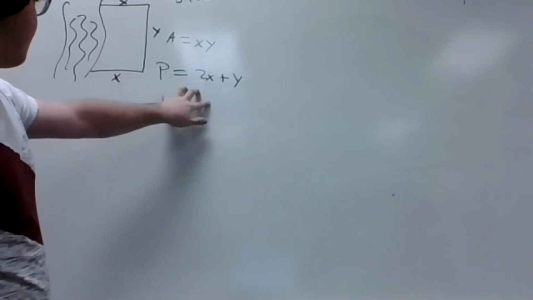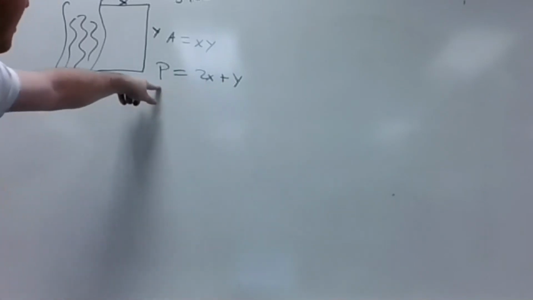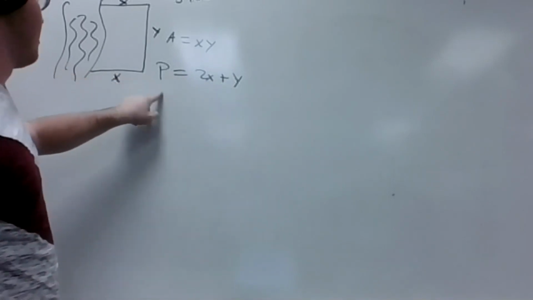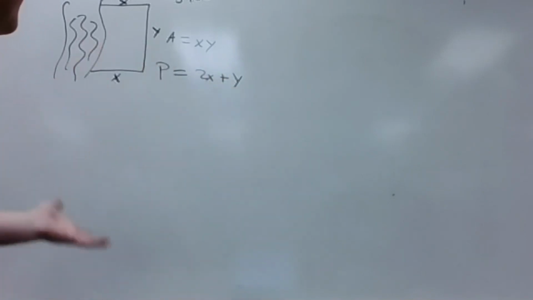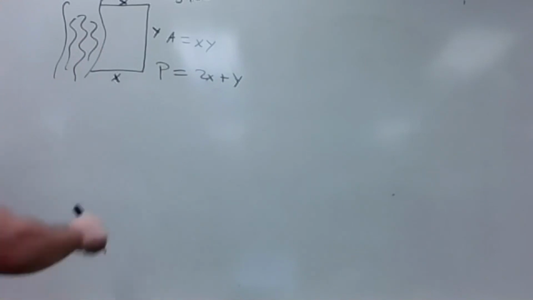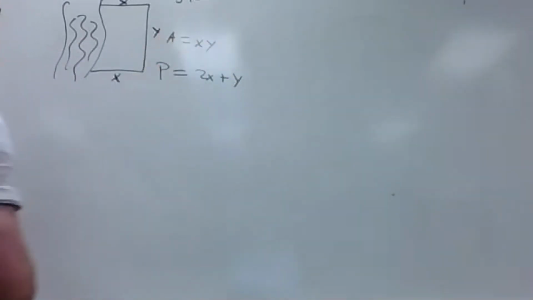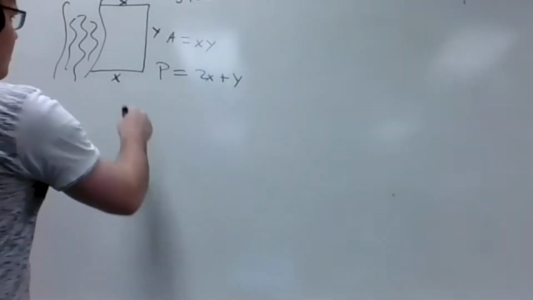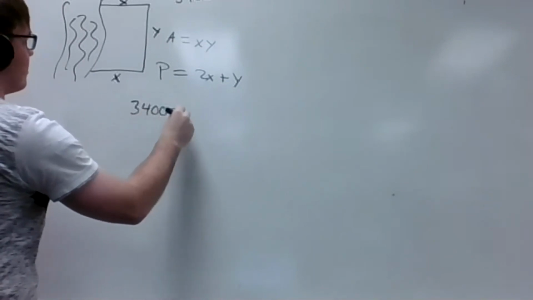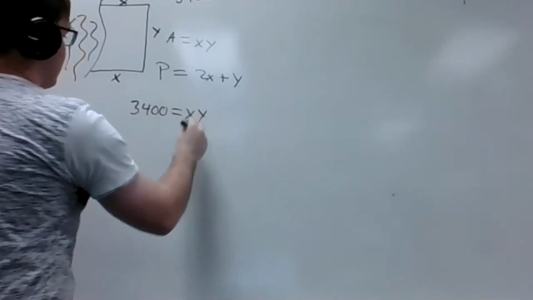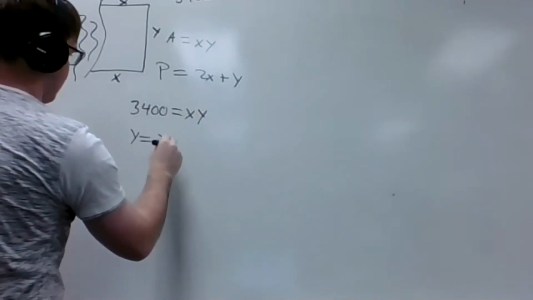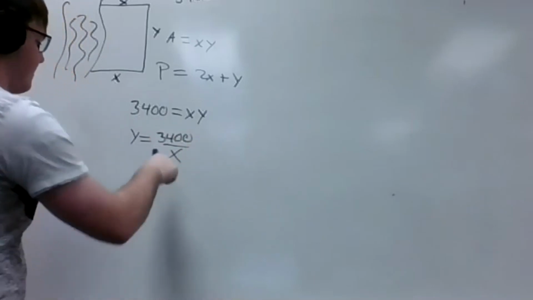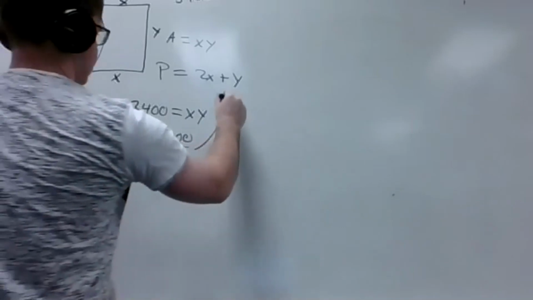And we want to minimize the perimeter, but we can't really do that with two variables. Because if we try to take a derivative right now with these two variables, you can't really do that at the moment. So we're going to use this area equation that they give us to substitute out one of our variables. So we're going to have 3,400 equals xy. So let's say that y is equal to 3,400 over x.